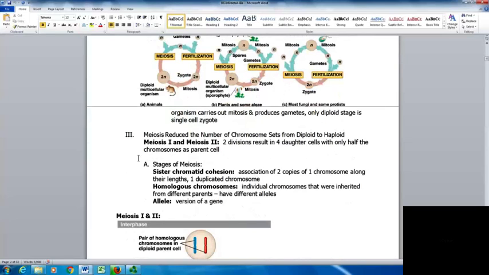So the goal of mitosis was to divide the nucleus. The goal of meiosis is to reduce the number of chromosome sets from diploid to haploid. So we have two main phases, meiosis 1 and meiosis 2, that will do two divisions. This will result in 4 daughter cells that only have half the genetic information, half the chromosomes as the parent cell.